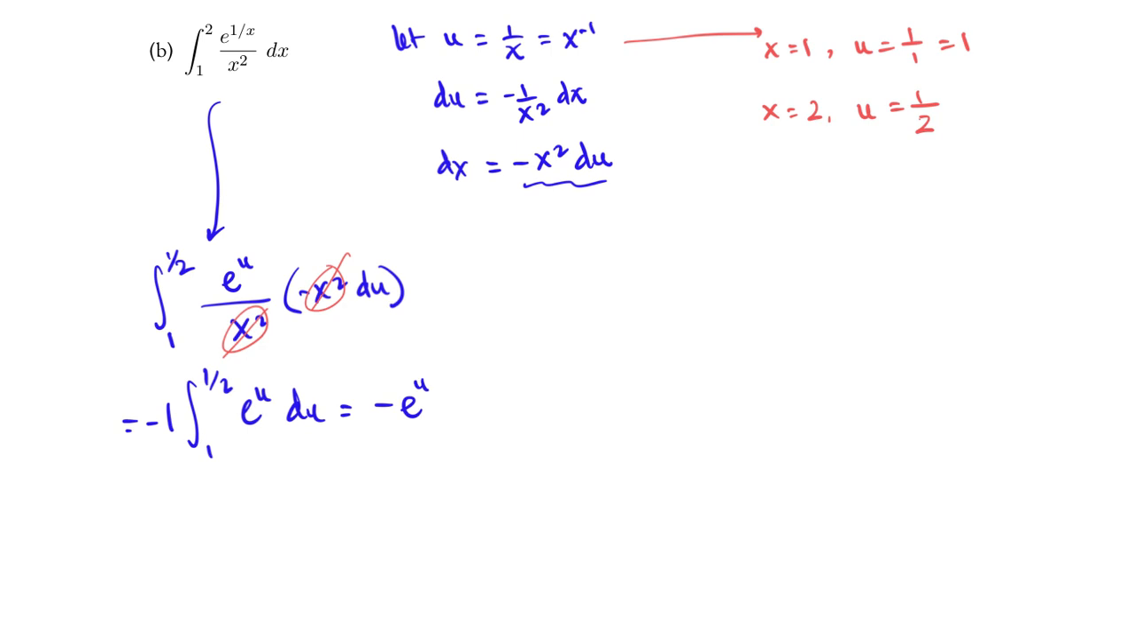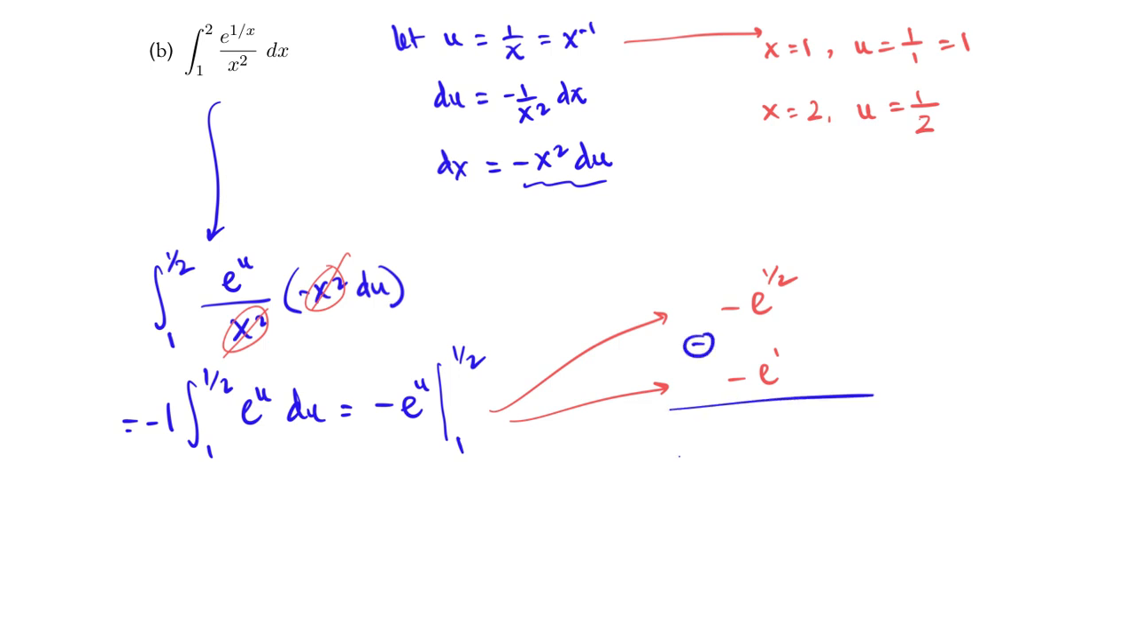No need to write a plus c because this is a definite integral, but we evaluate it at u equals 1 and 1/2. Plugging in 1/2, we have negative e to the power 1/2. Plugging in 1, we have negative e to the 1. Don't forget that we are subtracting the second.